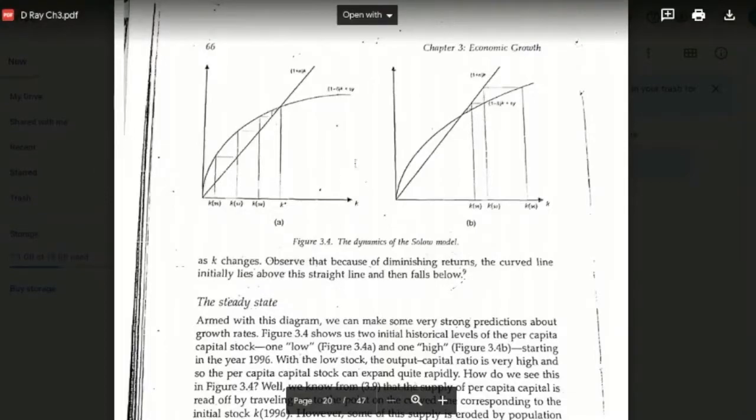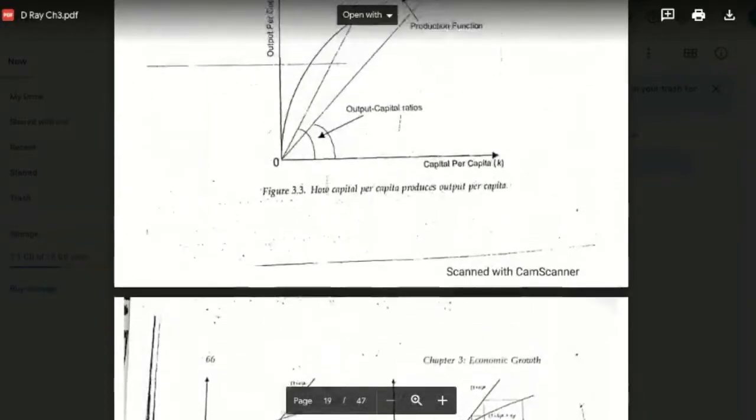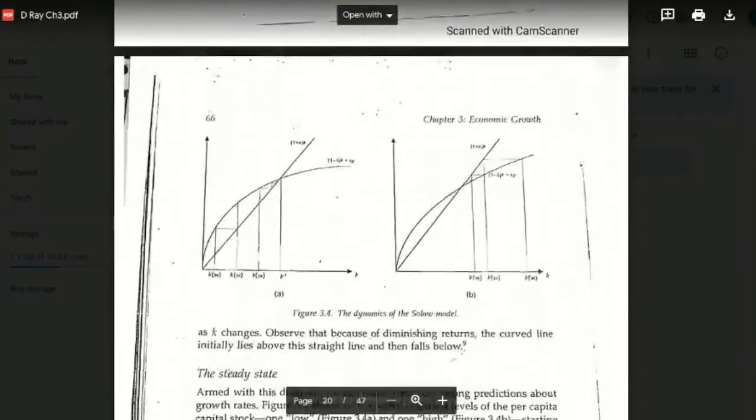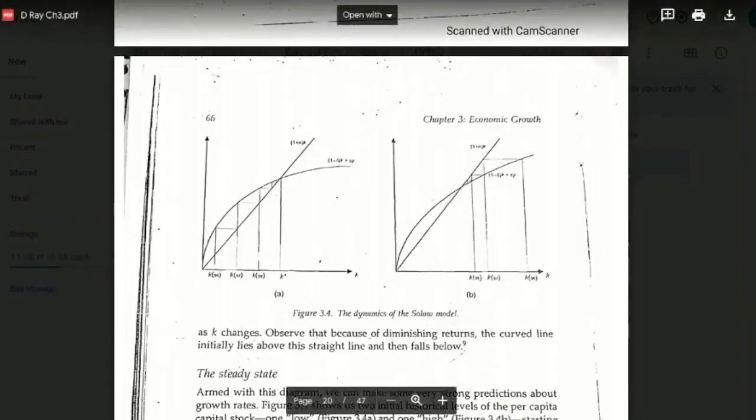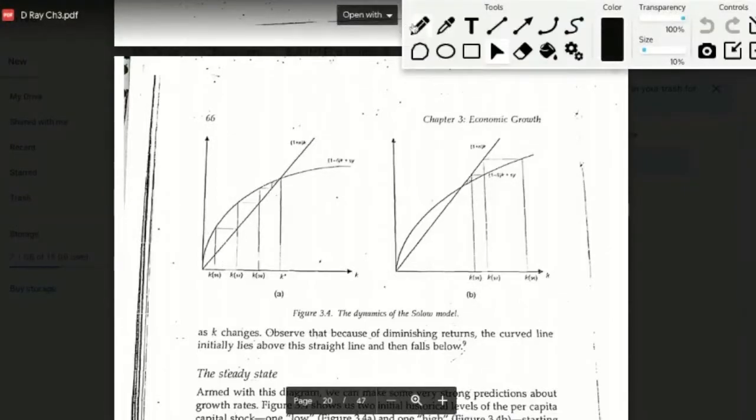So far we have discussed the steady state of the Solow model. We've talked about the assumptions of the Solow model, and we've discussed how in a Solow model, whether you begin from a point below the steady state stock of capital per capita, or you begin from a point where your current capital per capita is above the steady state stock, you finally end up reaching this point.